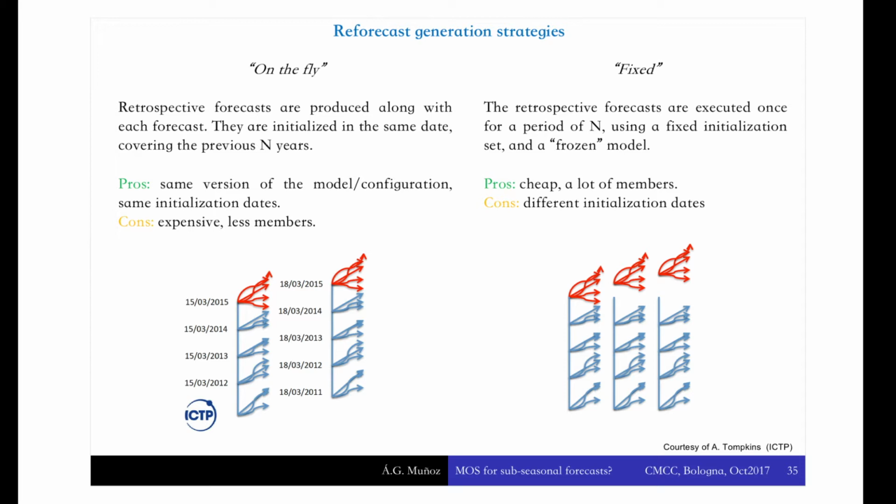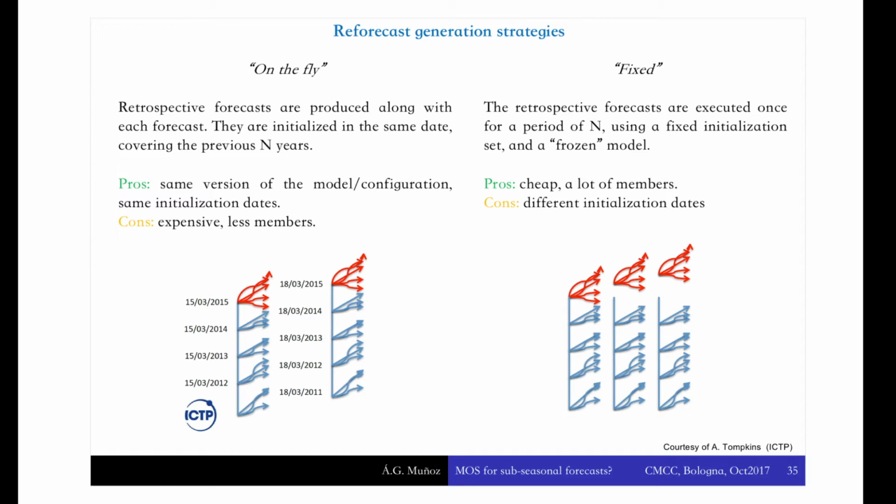On-the-fly reforecasts are produced every time a forecast is made available by the producing center. So they use exactly the same model version and correspond to the same date of initialization. Nonetheless, they tend to have just a few ensemble members due to the computational cost involved.